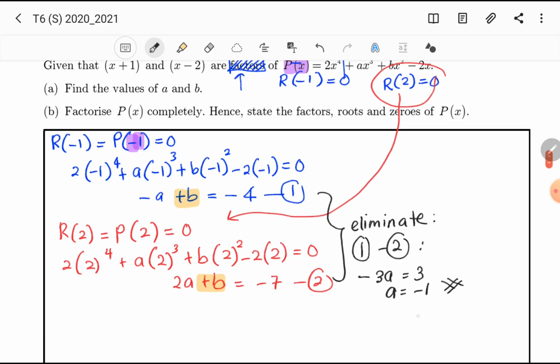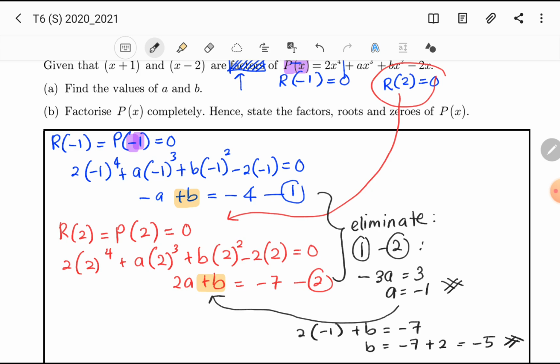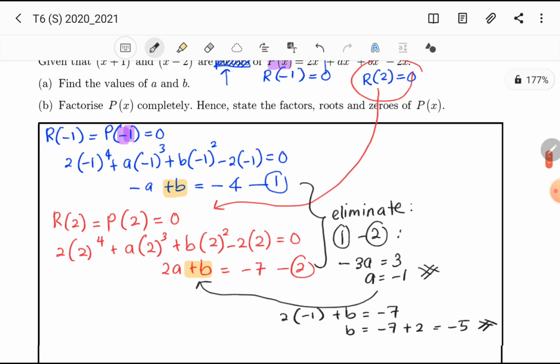Okay, next, to get b, we can substitute a into either first or second. So, katalah saya nak ganti dalam second. But it can be dalam first lah. Okay, so katalah saya ganti dalam second. 2 times negative 1 plus b equals to negative 7. So, b equals to negative 7 plus 2 equals to negative 5. Okay, so we got a and b.